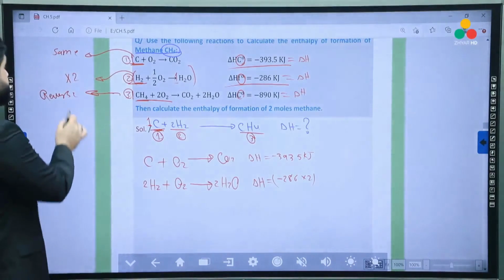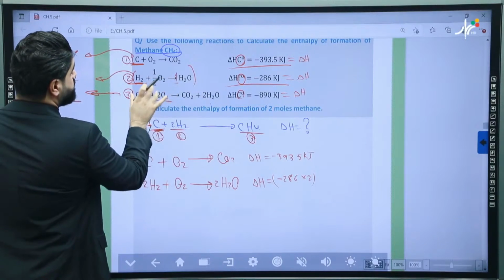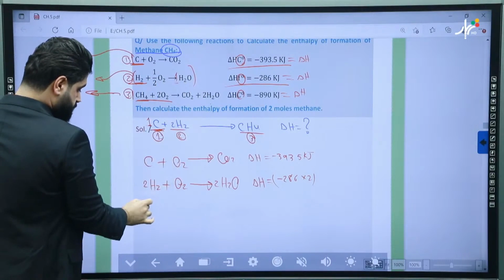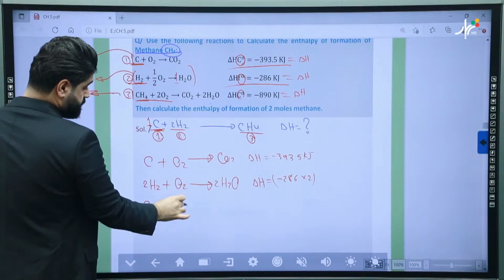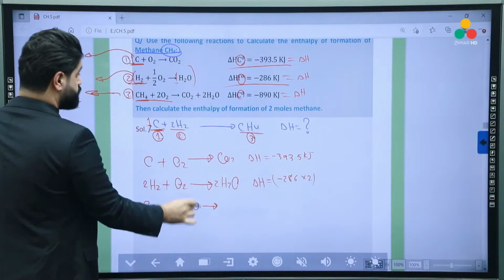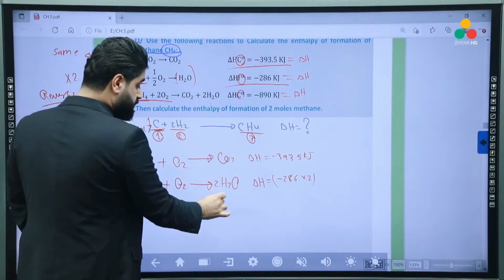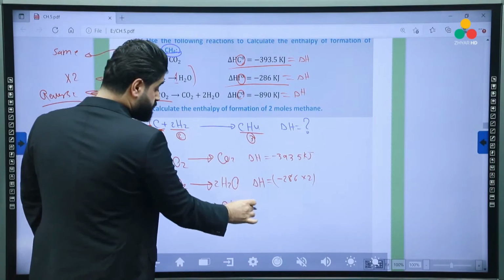Then reverse the last one, transfer all of them to here and all of them to here. Look, CO2 plus 2H2O producing CH4 plus 2O2.